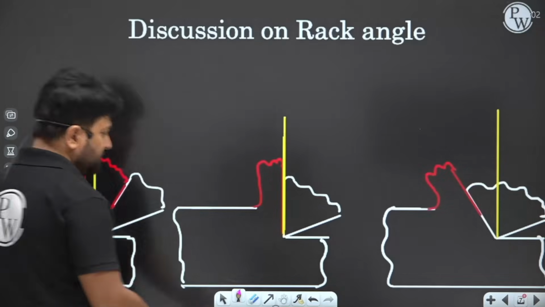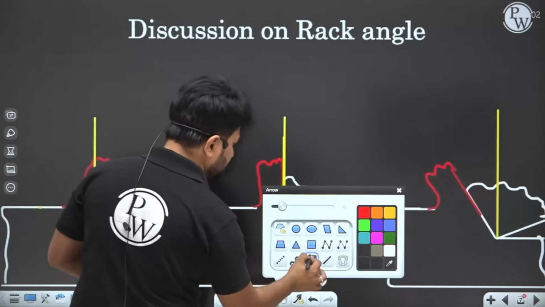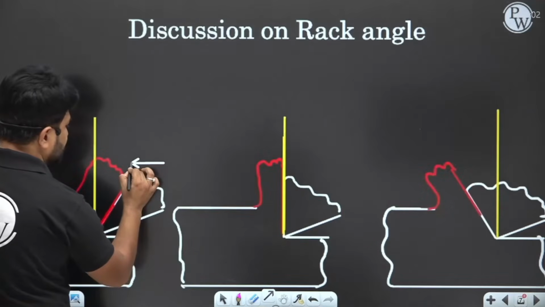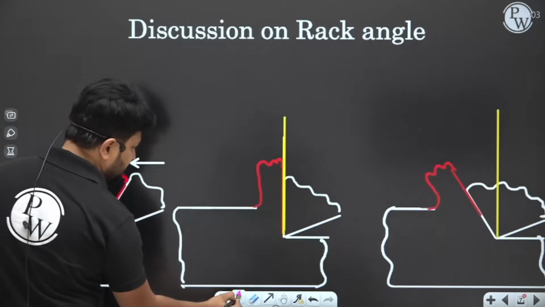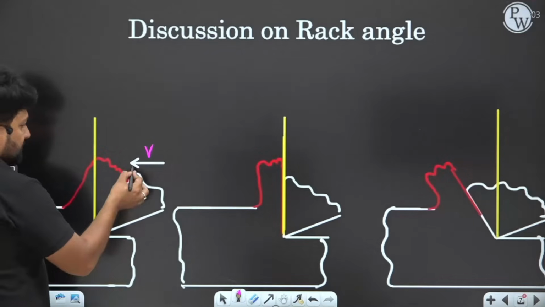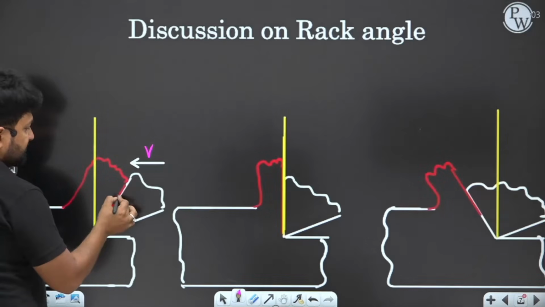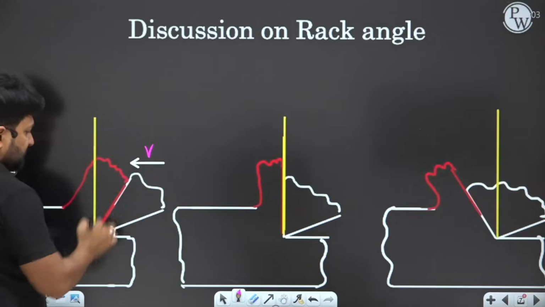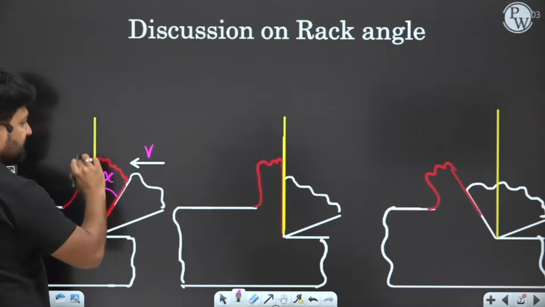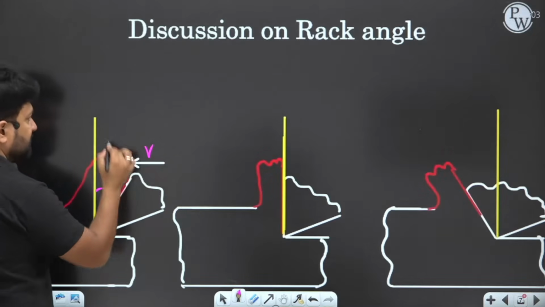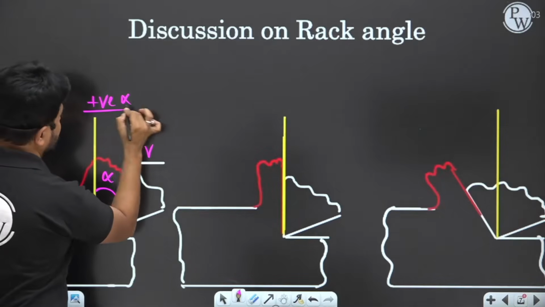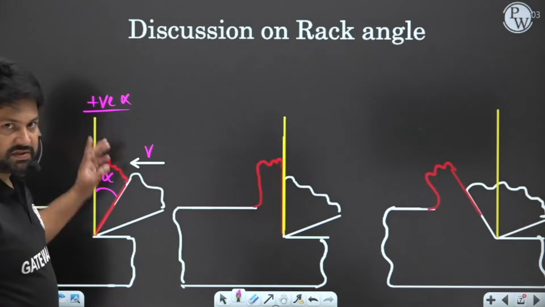Why is the rake angle positive here? Let me explain. Suppose the tool is coming from this side, having a cutting velocity v. Now see the inclination of the rake face from the normal line. This is the normal line, and this is alpha. That alpha lies on the side of the cutting velocity. That's why we call it a positive rake angle.